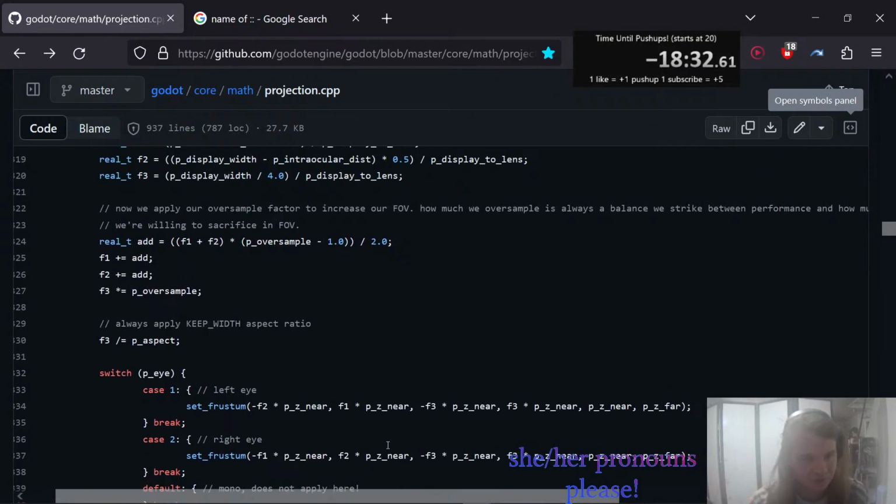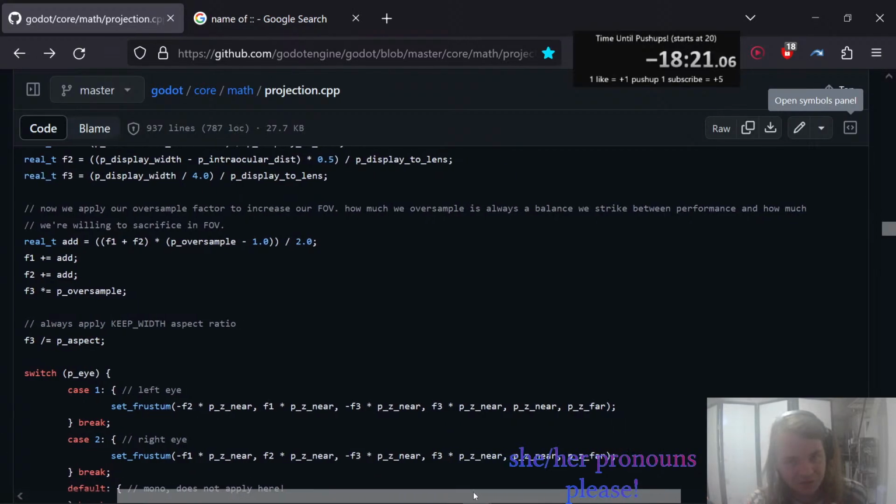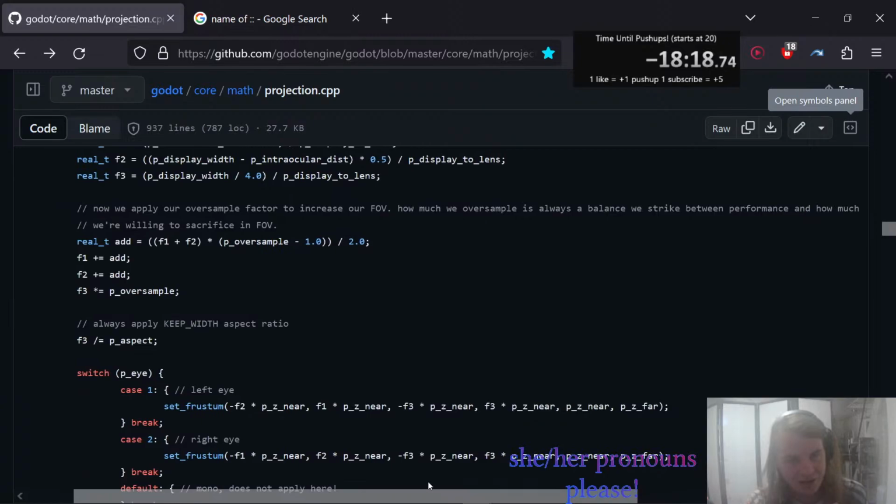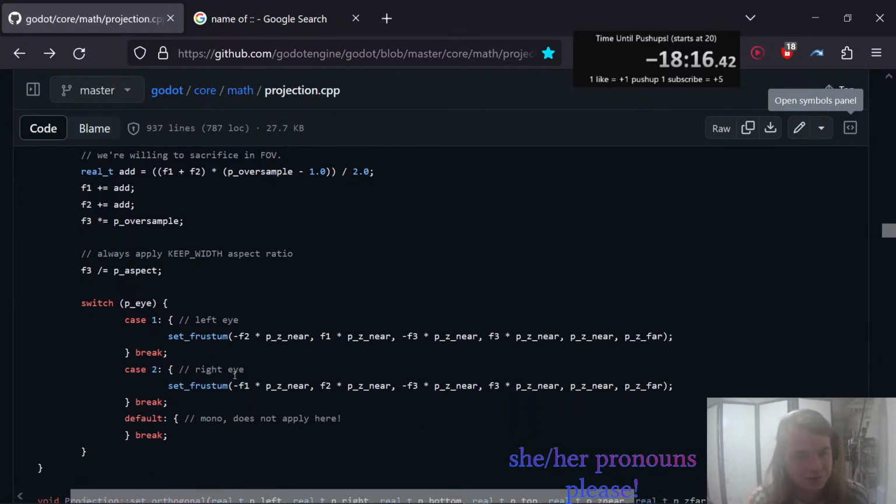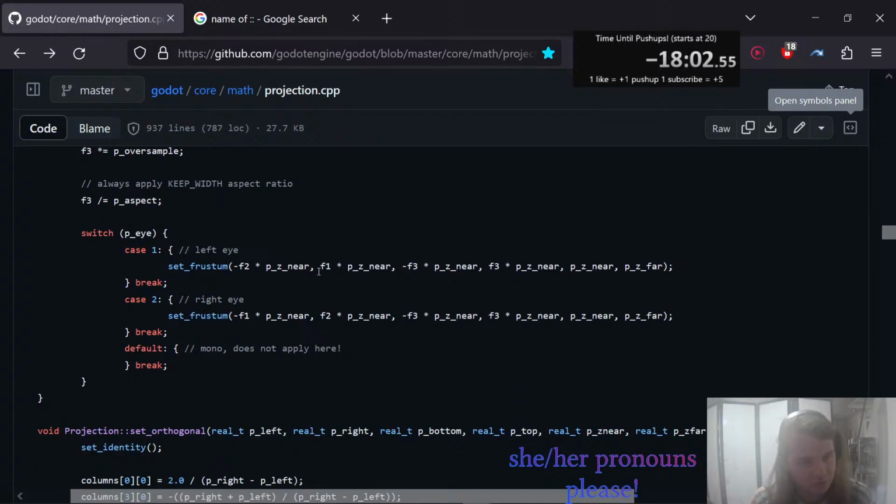Now we oversample. Comment: now we apply our oversample factor to increase our FOV. How much we oversample is always a balance we strike between performance and how much we're willing to sacrifice in FOV. real_t add equals f1 plus f2 times p_oversample minus 1.0 divided by 2.0. f1 plus equals add, f2 plus equals add, f3 times equals oversample. f3 divided by a equals p_aspect.